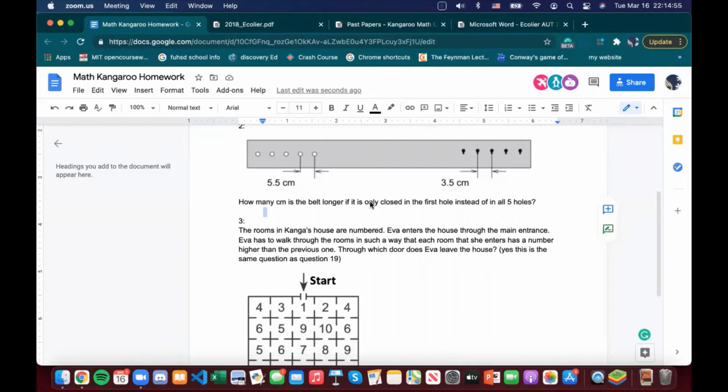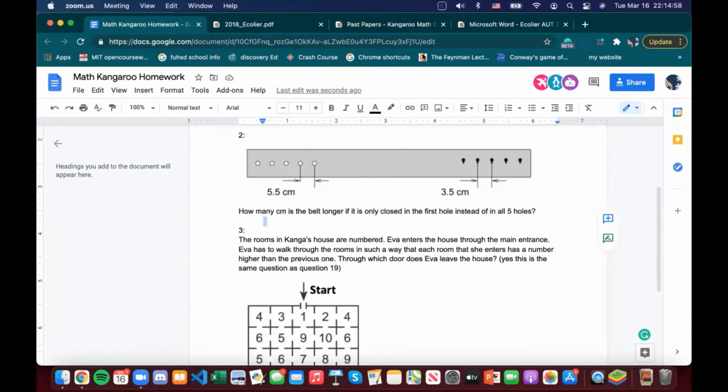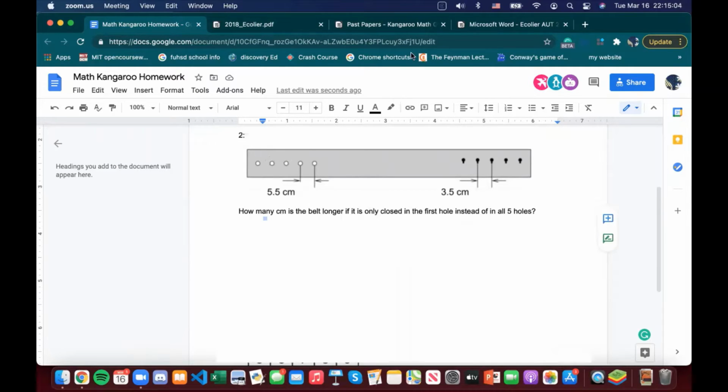So how many centimeters is the belt longer if it is only closed in the first hole instead of in all 5 holes? If it is in the first hole, that means if you cut off all the extra ends, the belt would start here and end here. That's the first hole. The distance between this can be anything, so let's make it easy on ourselves and pick the easiest number we can use. We're going to use 10. The distance between these is 10.